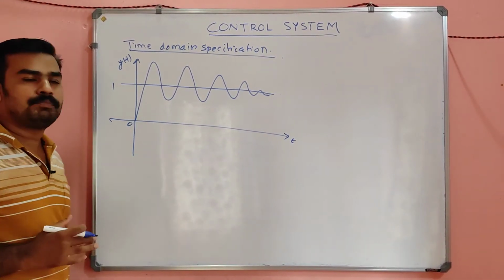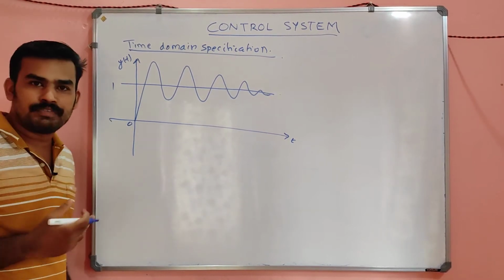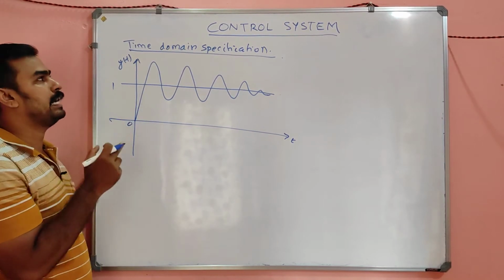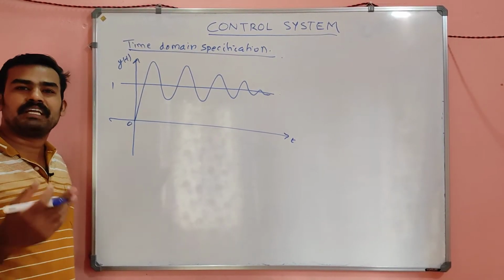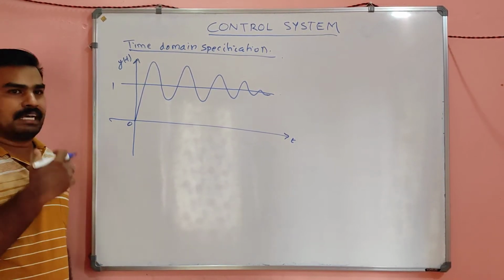This will be the output, my dear. This will be the output of the what? A response of a second order system under step input. This is the step input. Okay, time domain specification means delay time, rise time, peak overshoot, everything you are to remember now. We are going to derive now, or we are going to learn now.